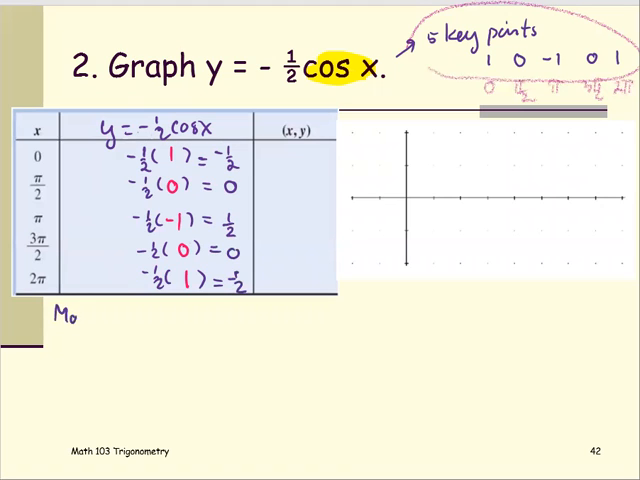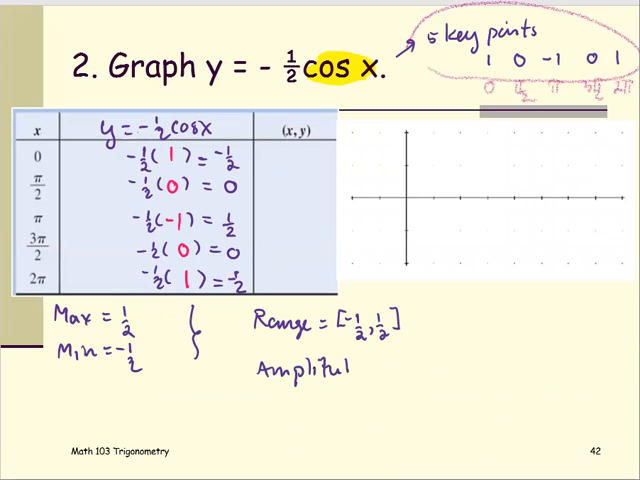As you see, the maximum value is 1/2. The minimum value is negative 1/2. Therefore, the range of the graph will be from negative 1/2 to positive 1/2. To compute the amplitude, it's 1/2 multiplied by the max minus the minimum, which is 1/2 multiplied by 1/2 minus negative 1/2, or 1/2 multiplied by 1, and it turns out to be just 1/2.